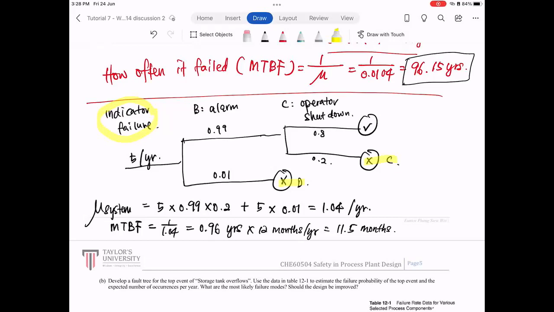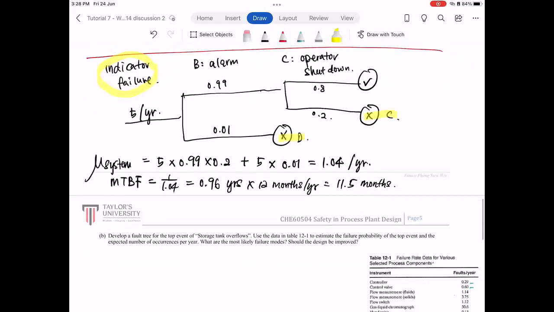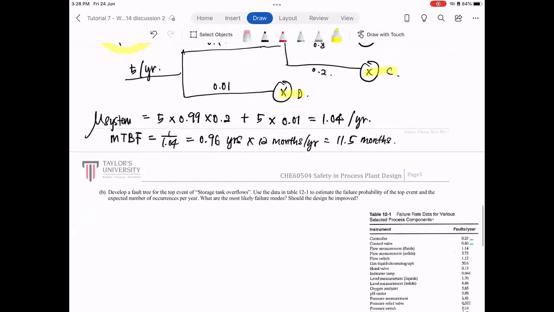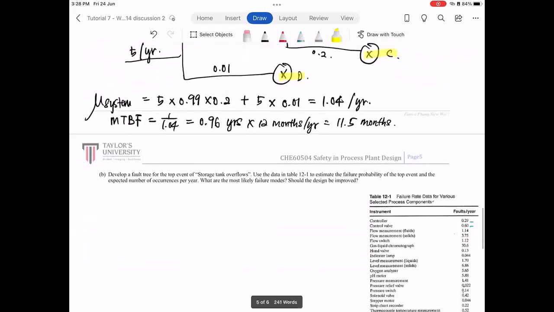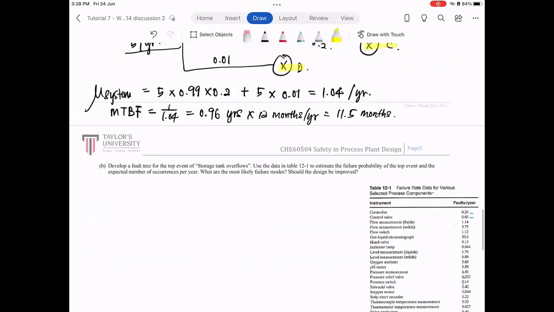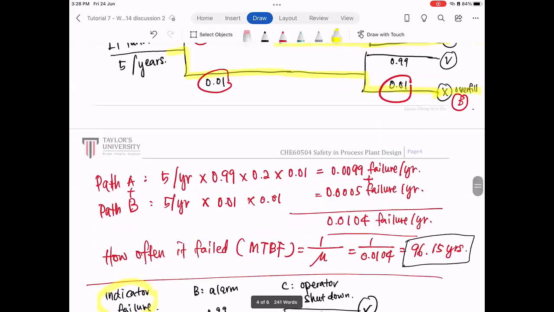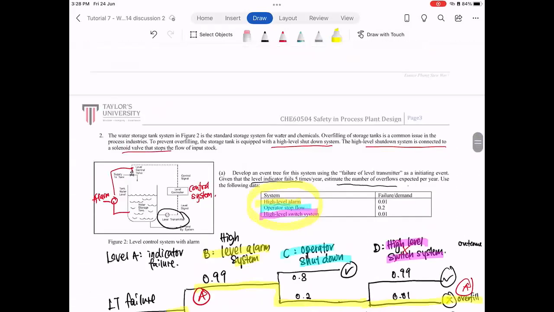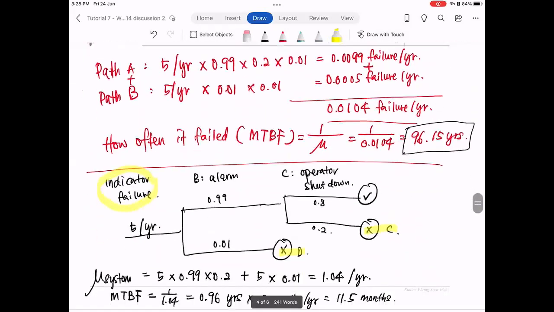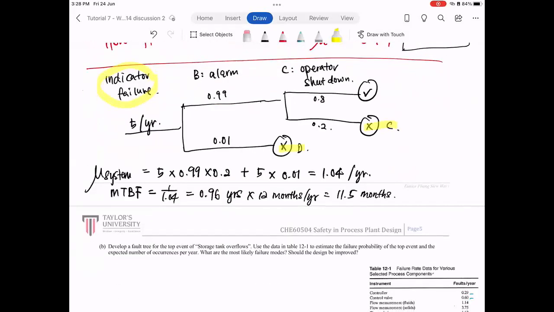Any questions so far, class, before I go to the next question? The next question uses the same system, but we look at the fault tree analysis. Okay, good. So let's take a look at part B. Question A asked us to do an event tree. Question B is the same question, but we start with a different event.